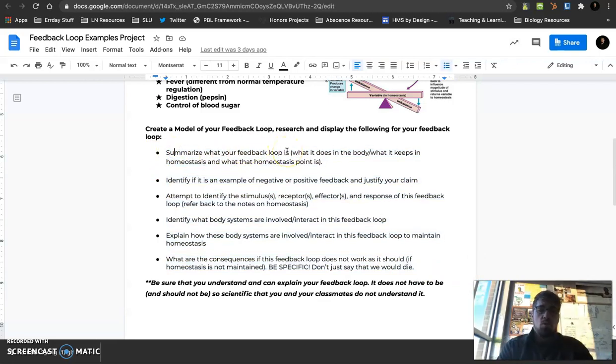Okay, so what does it do? Why is it important? What is it keeping in homeostasis? Obviously, for that example, it's keeping your body temperature in homeostasis. Okay, and then what is the homeostasis point? That's referring to what's the normal point. So what's your normal body temperature that your body wants to be at? Okay, then you're identifying if it's an example of positive or negative feedback.